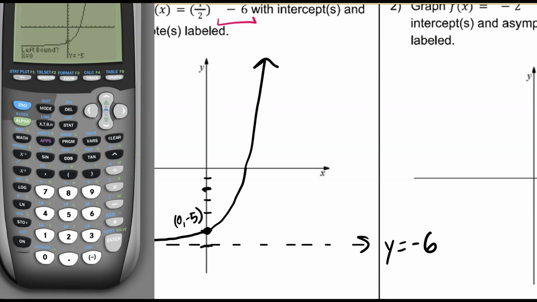Then my calculator is going to ask me for a left bound. So what I'm going to do, mine's a little slow, yours should probably work a little bit quicker than this, is I'm going to arrow over until I'm a little bit to the left of where I think that 0 is, and I'm going to hit enter there. And then it's going to ask me for a right bound. So I'm going to arrow a little bit over to the right and hit enter.